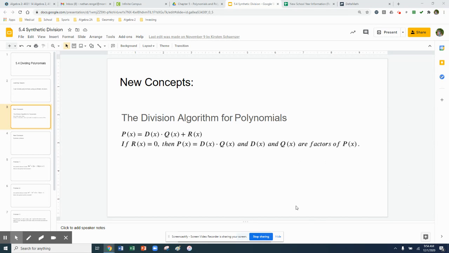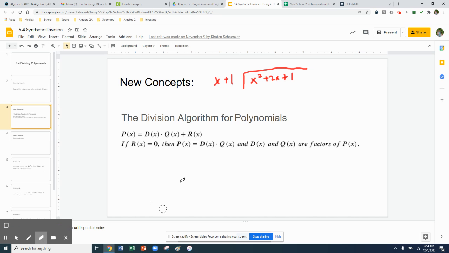So synthetic division is a way to divide polynomials. Back in Algebra 1, you divided polynomials using long division. So maybe you had an x plus 1, and then underneath your radical you had your x squared plus 2x plus 1, and then you went ahead and used long division to divide that out.